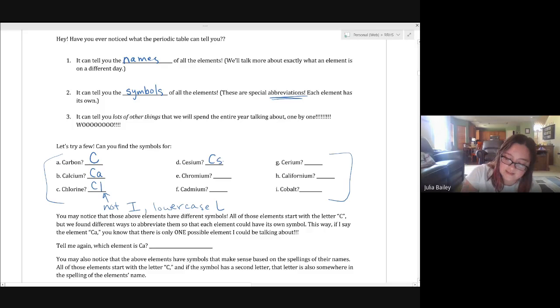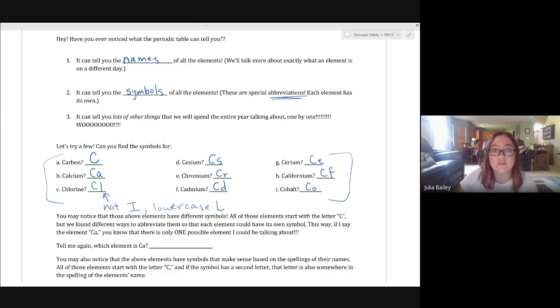Cesium is Cs, chromium Cr, cadmium Cd, cerium Ce, californium Cf. Yes, it is named after California. And cobalt Co. You may notice that all of these elements have different symbols. All of these elements start with the letter C, but we found different ways to abbreviate them so that each element could have its own symbol.